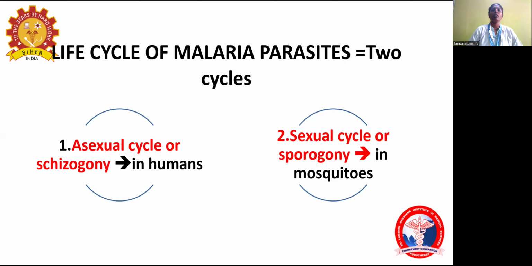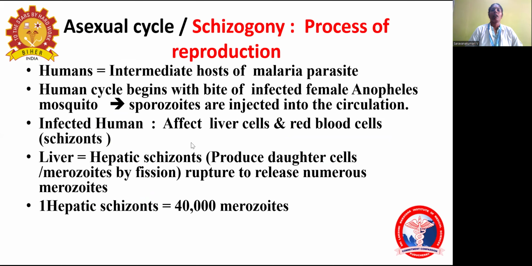Next, we'll go for the life cycle of malarial parasites. There are 2 life cycles. One is asexual reproduction and the other is sexual reproduction. Asexual reproduction occurs in the human and sexual reproduction occurs in the female Anopheles mosquito. Coming to asexual reproduction, it is also called schizogony. It is a process of reproduction. Humans are the intermediate host of malarial parasites.